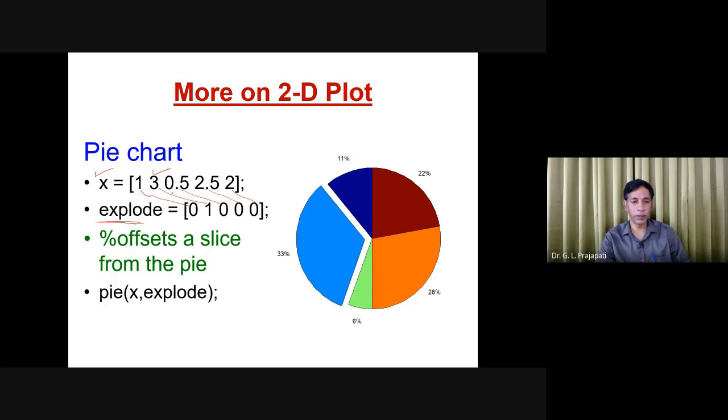So here you see that corresponding to 3 you have the 1, and whenever you have the 1, this will be highlighted, and this is the offset slice. These are known as slices. So this is one slice, this is a slice, and you are highlighting this by offsetting. Because this is 1, you can have more than one slice offset. So whenever you have the 1, you get the slice like this, offset. How can you give this? So pie(x) is the data, then comma explode, and explode is the vector containing the binary values. And with the help of this, you can go for the explode.